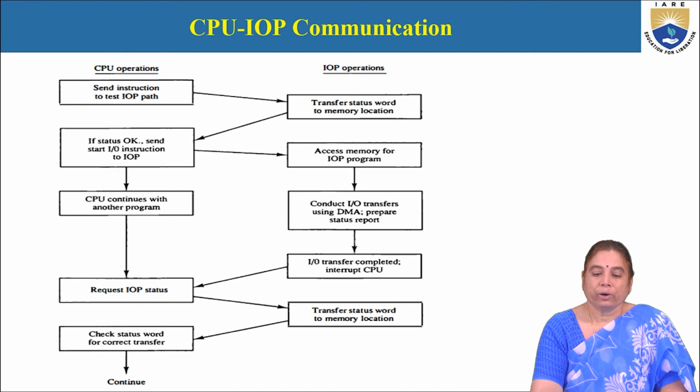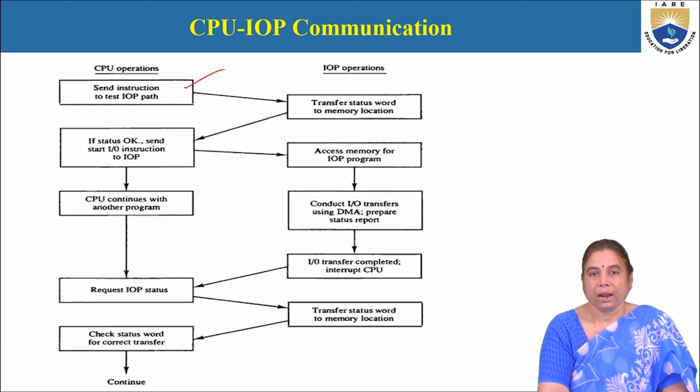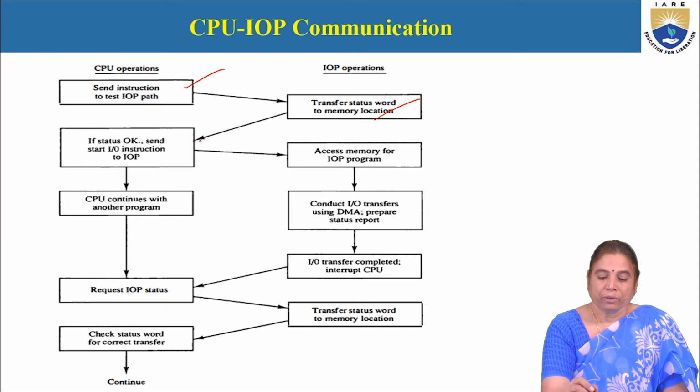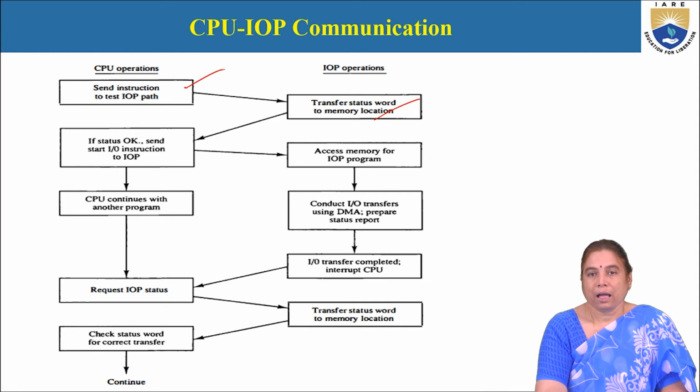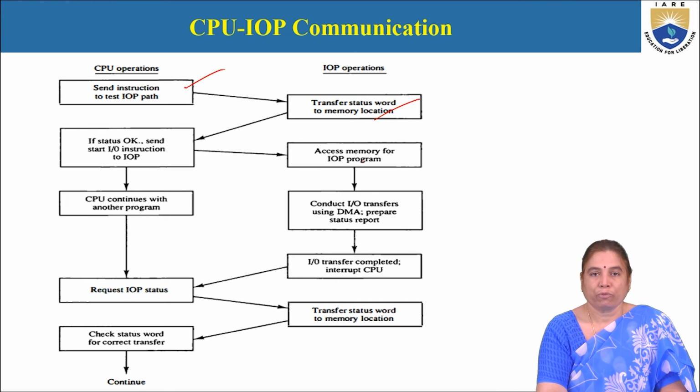How can the CPU and IOP communicate? First, send an instruction to test the IOP path. The CPU activates the IOP operation and initiates the communication mechanism. Then transfer the status word to a memory location. Here, the I/O transfer status has to be sent to the memory address location. If the status is okay, send the start I/O instruction to the IOP.